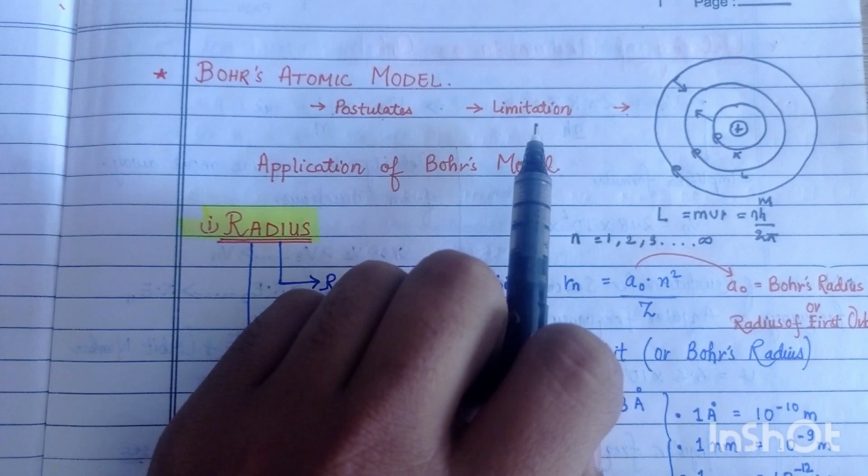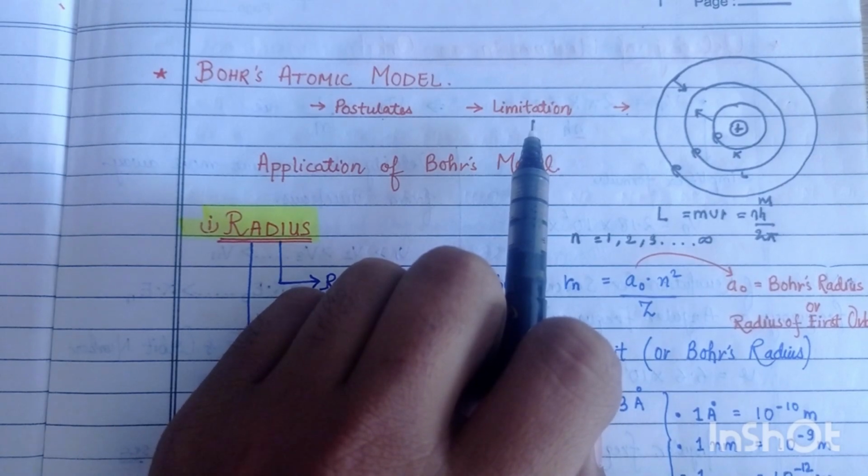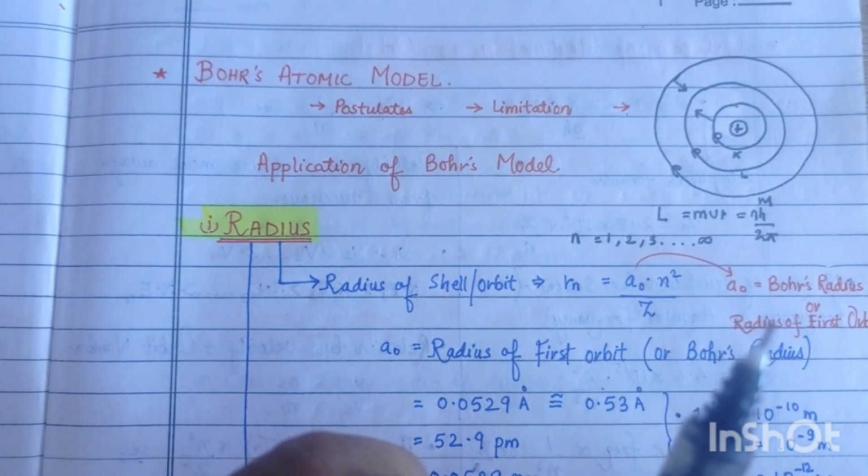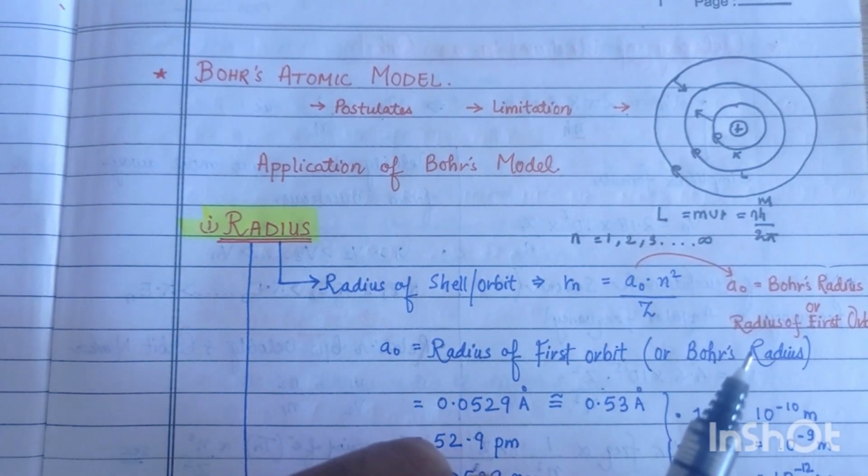So, splitting of a spectral line in the presence of magnetic field is called Zeeman effect, and the splitting of a spectral line in the presence of electric field is called Stark effect. I think it is the brief introduction about the Bohr's atomic model.